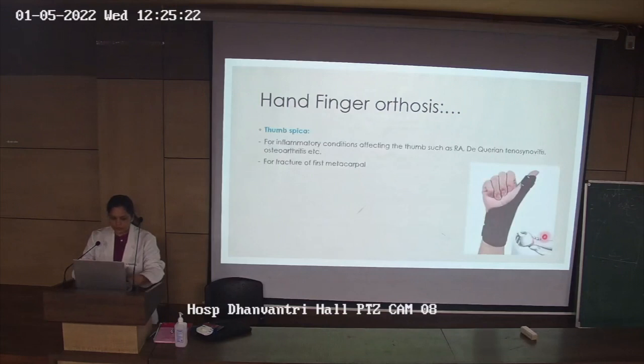The other one is the thumb spica splint. It is generally prescribed in inflammatory conditions affecting the thumb, such as rheumatoid arthritis, de Quervain's tenosynovitis, osteoarthritis, etc. Okay. Can anyone tell me what tendons are involved in de Quervain's tenosynovitis? What is de Quervain's tenosynovitis?